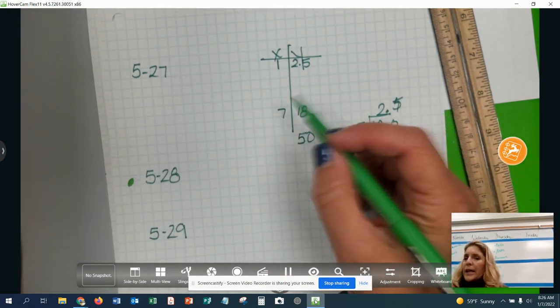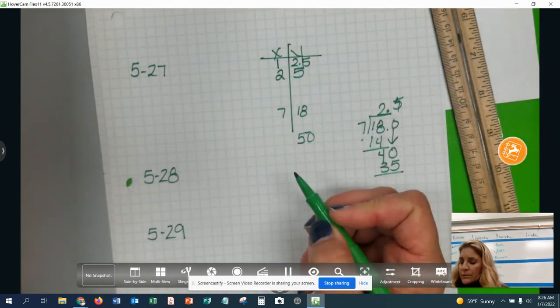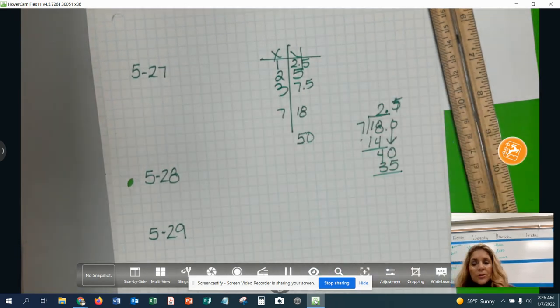Cool. So yeah, an X and Y table works really well. See, 2 minutes, she'll go 5 blocks. 3 minutes, it's going to be 7.5. Just like we've been doing.